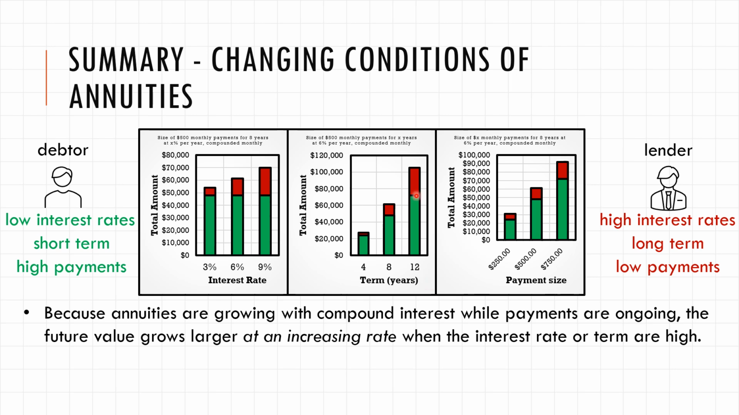When we increase the term, the total interest goes up by a huge amount, even more than this. Even though our payments increased for sure because we were doing it for longer, the total interest went up way more. And when we increased the payment size, the interest also increased, but it increased proportionally to our payment size.